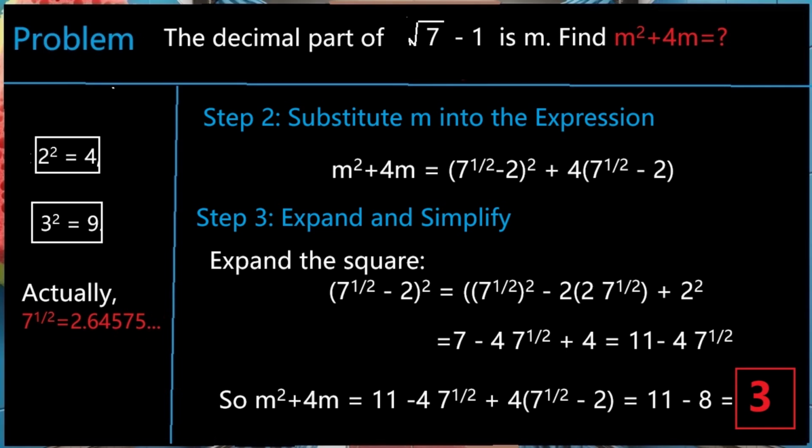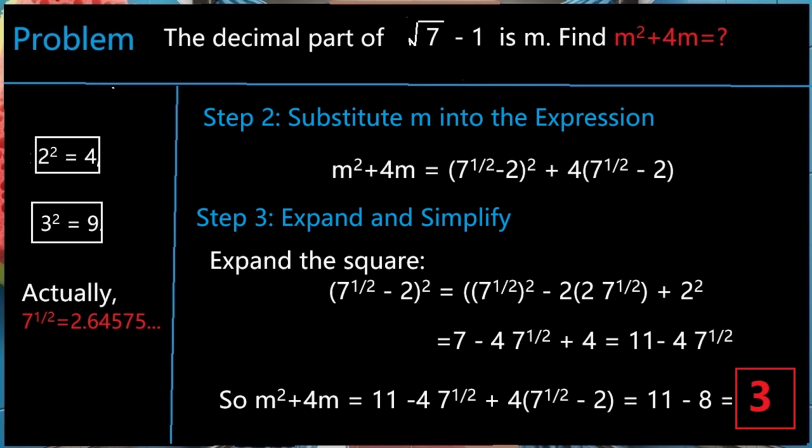We want to compute the square of m plus 4m. Using the result from step 1, where m is equal to the square root of 7 minus 2, we substitute this directly into the expression. Now everything is written in terms of the square root of 7. Step 3. Expand and simplify.